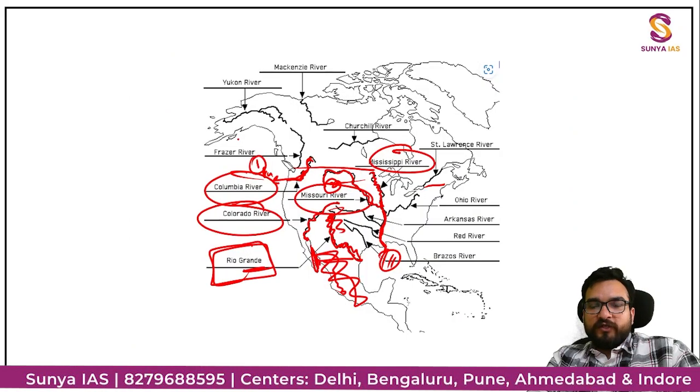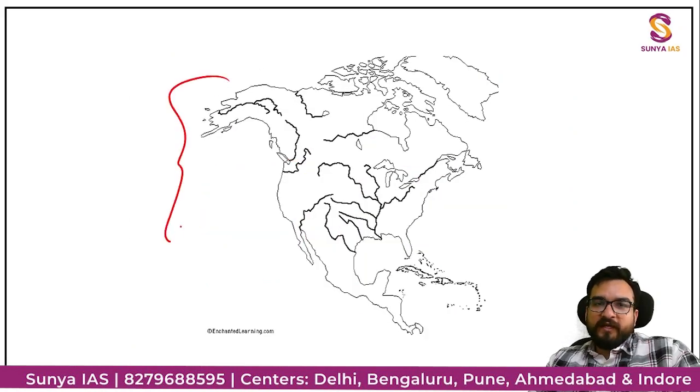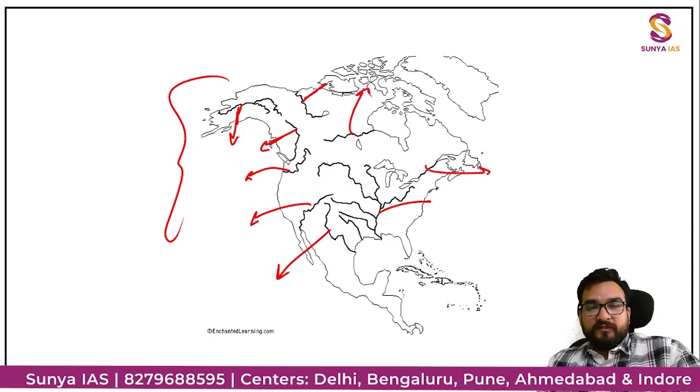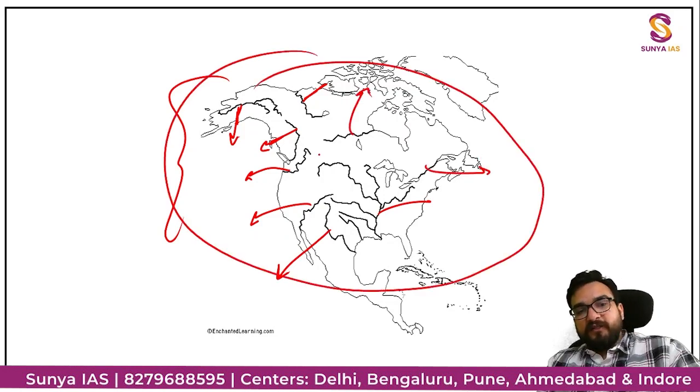So likewise, you try to answer this particular blank map. Can you tell me this particular river, Yukon, Mackenzie? Can you tell me this particular river, Fraser? Can you tell me this particular river, Columbia? This particular river, Colorado? This is Rio Grande, Missouri, Mississippi, Churchill, St. Lawrence. Right, guys? तो ये आप एक बार देखो.